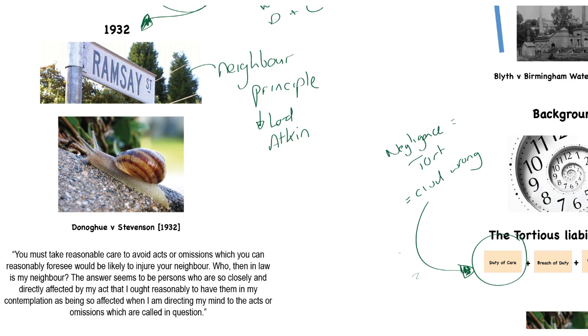Mrs. Donaghy develops gastroenteritis, quite a severe stomach bug, as a result of drinking this contaminated ginger beer. The problem is that in 1932, Mrs. Donaghy had not bought the bottle of ginger beer. Her friend had bought it for her. And because she had not bought the bottle of beer, she could not make a claim against the manufacturers in contract law under a breach of warranty, because this legal concept of duty of care didn't exist.